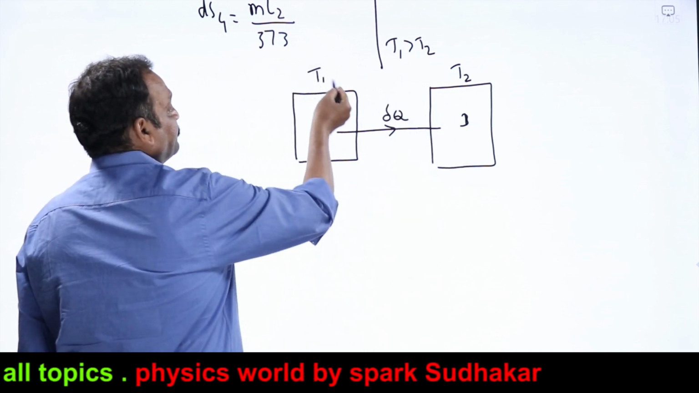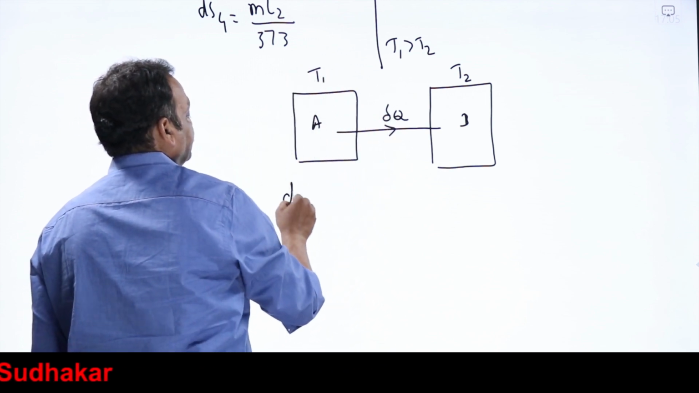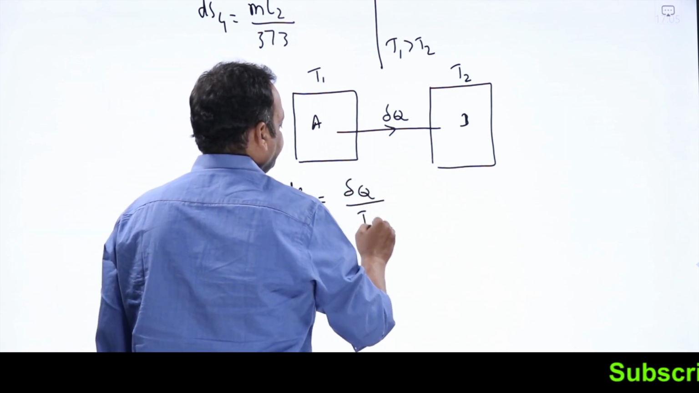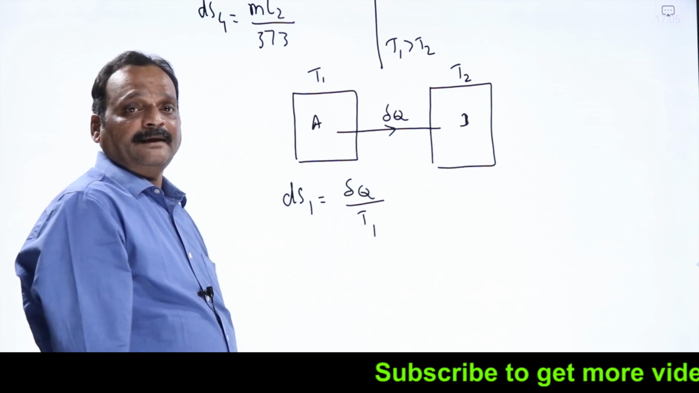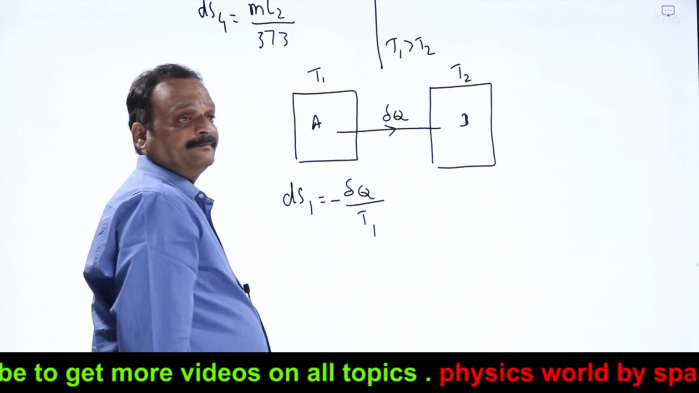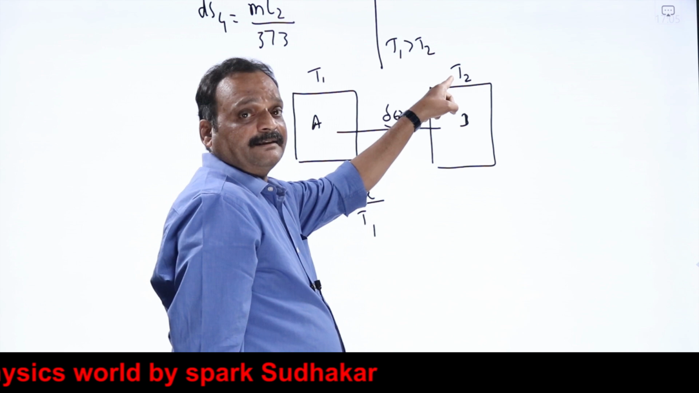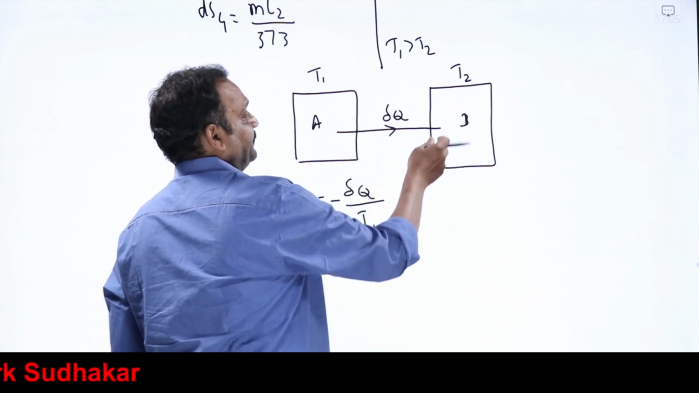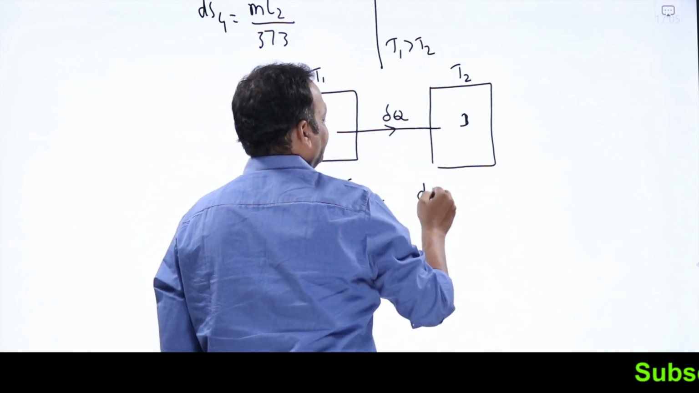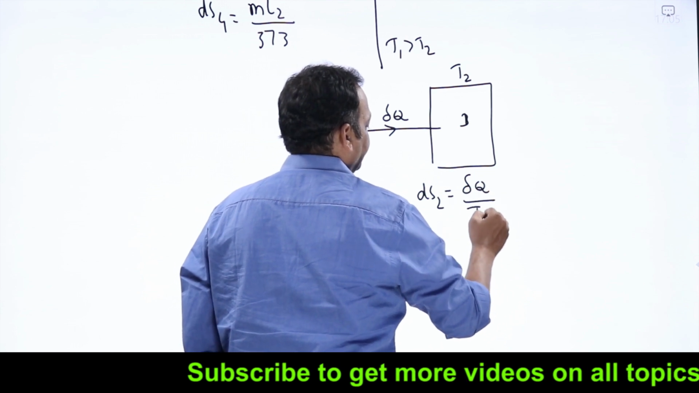Because heat is flowing out of the substance, this one's temperature decreases. What is the change in entropy of this one? Delta Q by T1, I write. Because it is a decrease in entropy, I'll put a minus sign here. Now, the same delta Q amount of heat is going into B, which is at temperature T2. So what happens to its entropy? Because heat is getting added, its entropy will increase. Change in entropy of B, ds2, is equal to delta Q by T2.